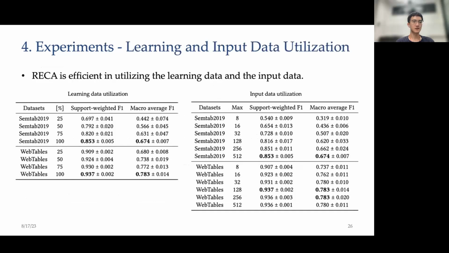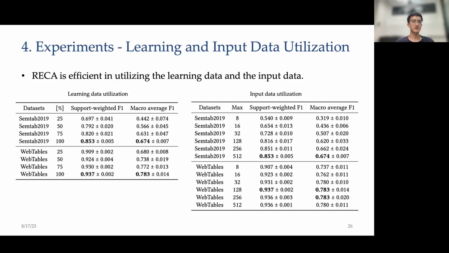We further conducted experiments to analyze the learning data utilization and input data utilization of Reka. For the learning data utilization experiment, we considered different amounts of labeled training data on both datasets. Reka still outperforms all the baselines when the amount of training data is reduced to 75%. The learning data utilization results show that Reka has the advantage of training a high-performance model with a relatively small amount of training data. For the input data utilization experiment, we consider changing the value of the maximum sequence length limit.